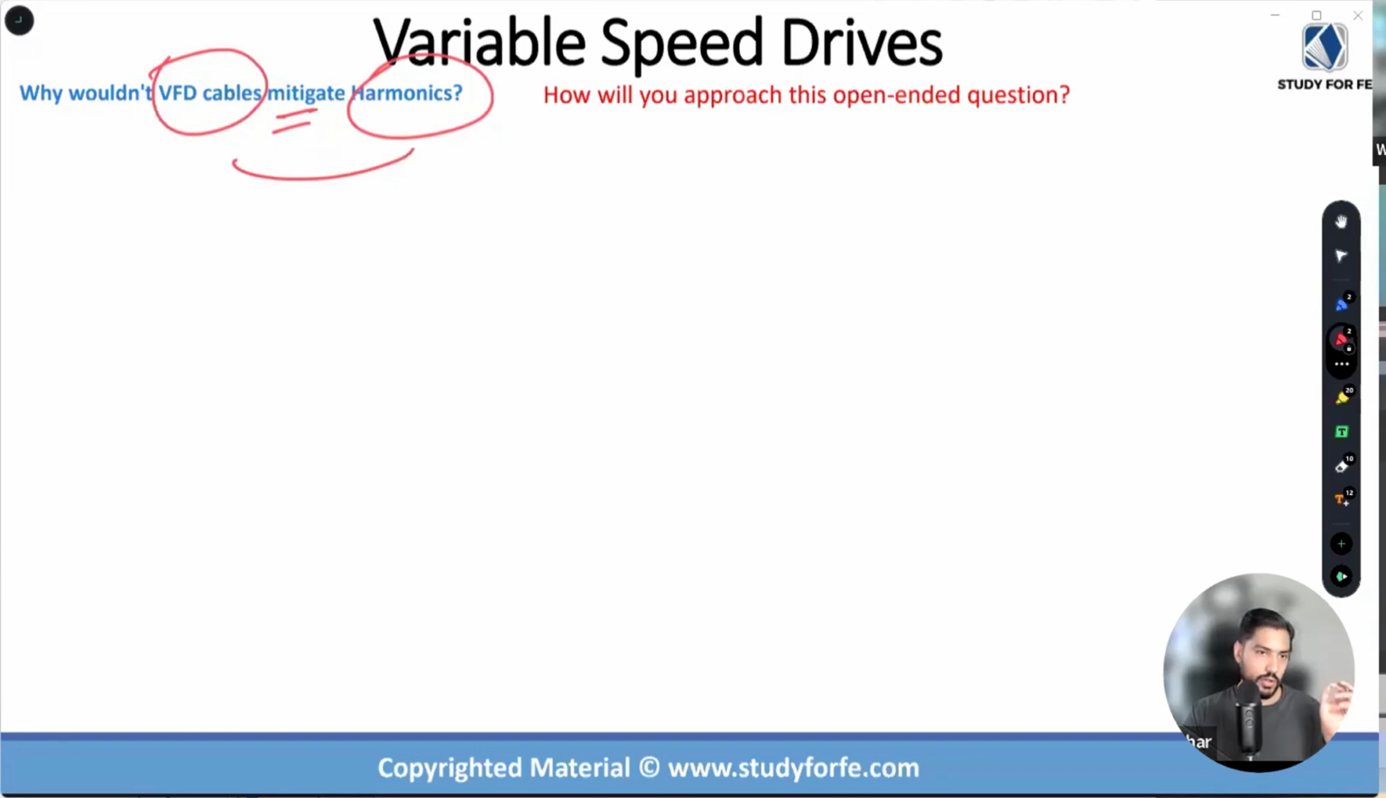But the question was not simply, do VFD cables mitigate harmonics or not? The question is, why wouldn't the VFD cable mitigate harmonics? So the student knows what the answer is as far as mitigation is concerned, but is trying to understand why it is that the VFD cables will not be able to mitigate harmonics. Does it make sense? Okay.